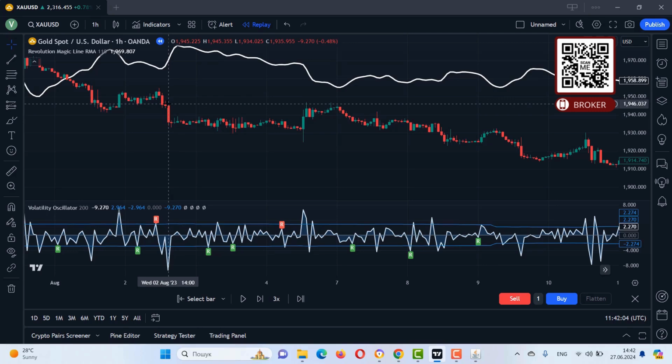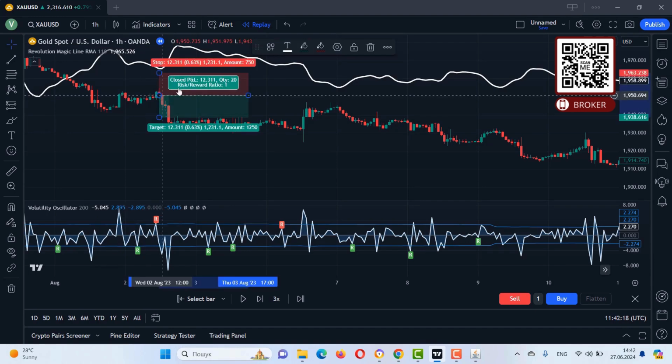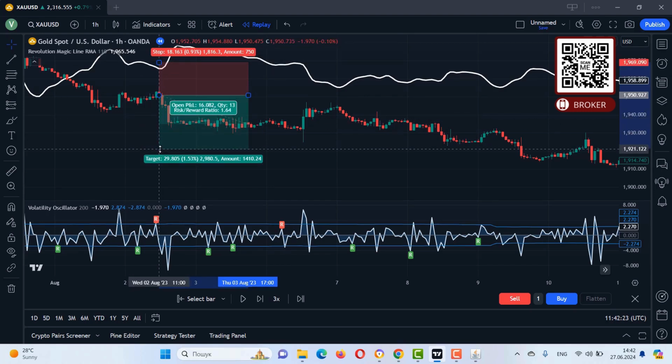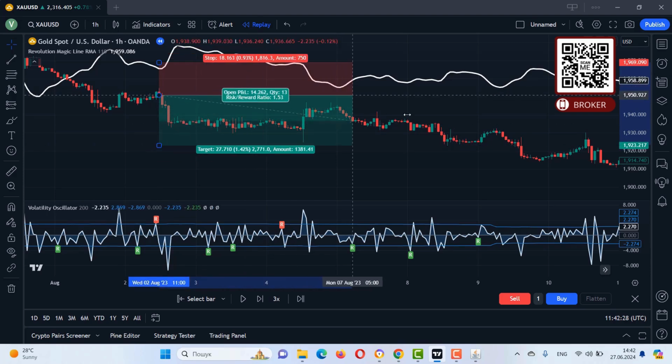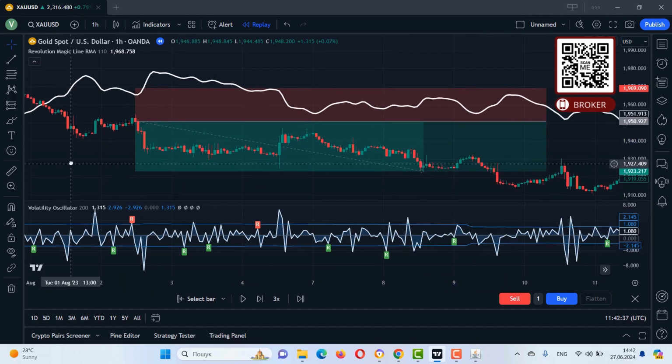Accordingly, I could sell myself here. This is a place where I could make a deal to sell. This is what we are going to do. We set stop loss and take profit. And we're watching the graph. We would have recorded the income around here. As you can see, the strategy is working.